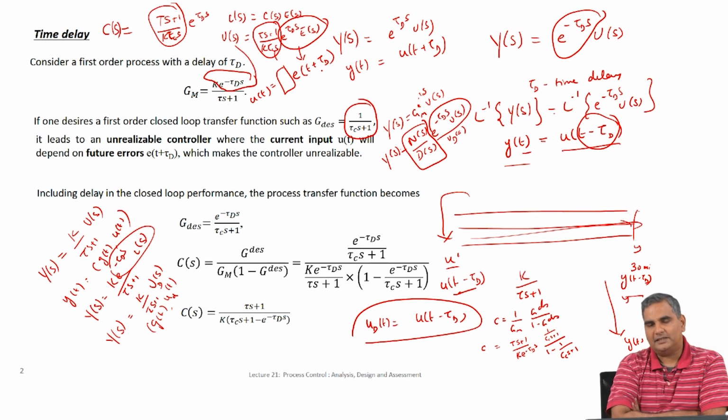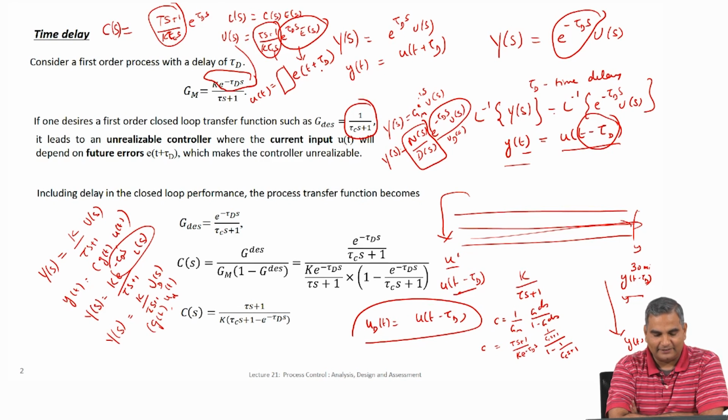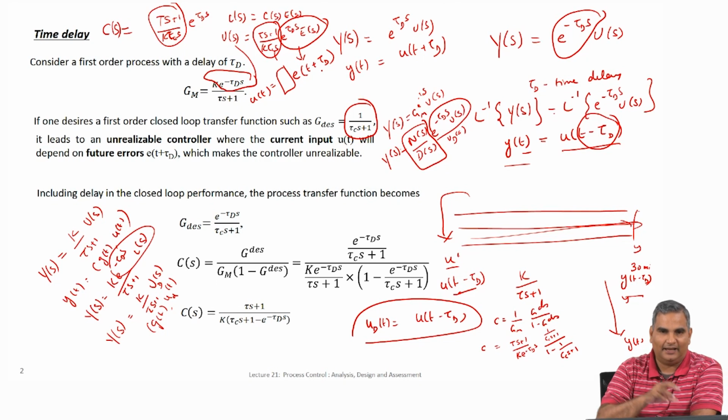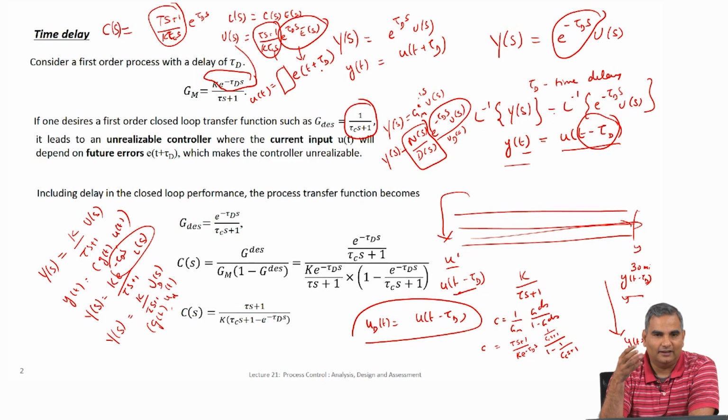And much like how we did a compromise in the case of inverse response processes, we are going to do a compromise when we do a control design for time delay systems. And before I get into the math of it, which is very simple, just like how we introduced inverse response behavior in the desired transfer function itself, which is the allowance that we are making, we are going to introduce a delay in the desired transfer function, which is the allowance that we are making.